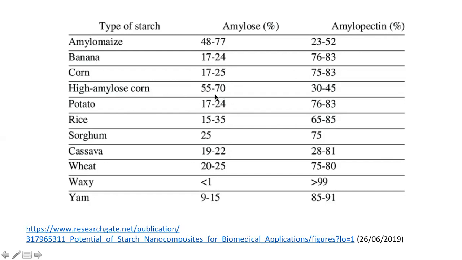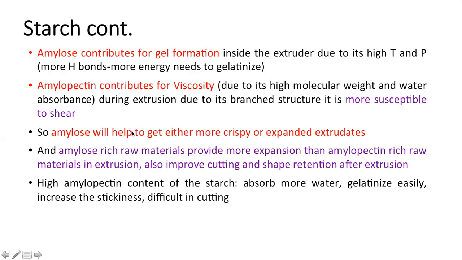So it is very difficult to use this type of high amylose corn. If we use this type of corn, then what will happen? Gelatinization temperature will also be increased. The water holding capacity is very low. So we can't use this type of raw material for expanded food products either, right? And amylose contributes to gel formation, and amylopectin contributes to viscosity.